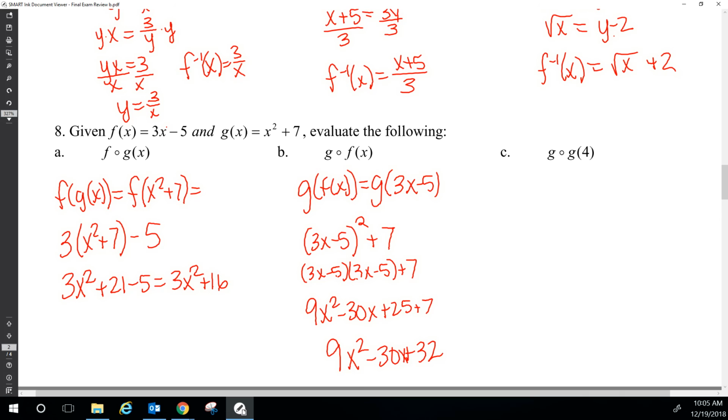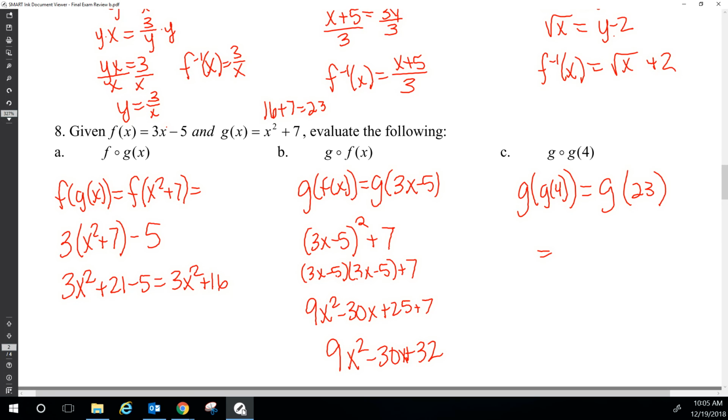All right, g of 4. This is kind of interesting. So first we want to find g of 4. So what is g of 4? If I plug in 4 here, I've got 4 squared, which is 16, plus 7, which is 23. So we're trying to find g of 23.